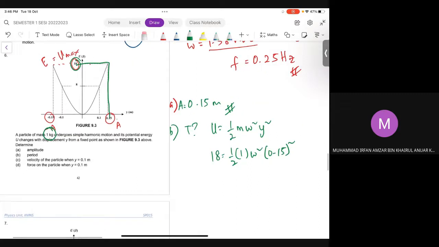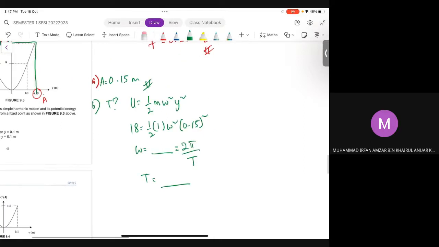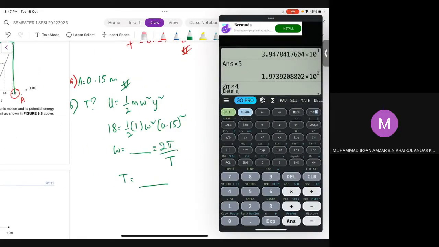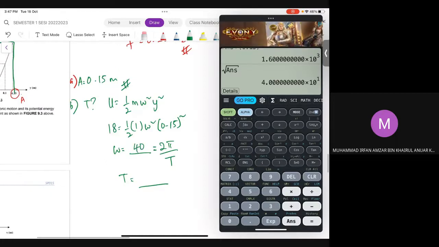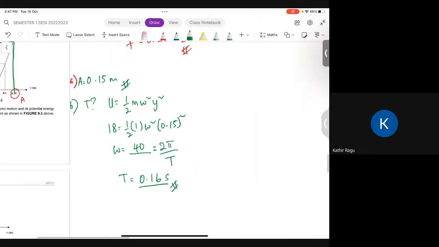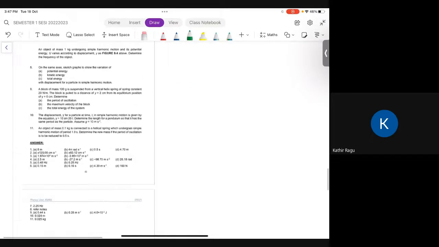So saya boleh dapat omega. After that, omega adalah sama dengan apa? 2 pi over T. I want to find T, bukan omega. So yang ini macam mana nak buat ni? 18 times 2. So you get the answer divided by 0.15 squared. So and then square root answer. So this is my answer. So I get 40. Okay, 40 and then 2 pi divided by answer. So my answer is 0.16. Betul ke? 0.16. Betul.